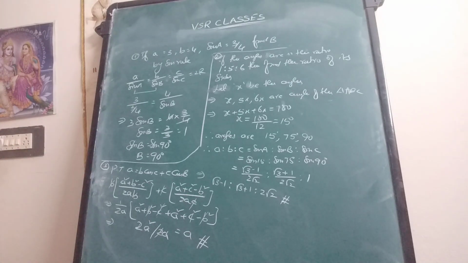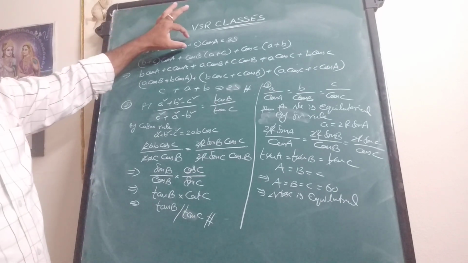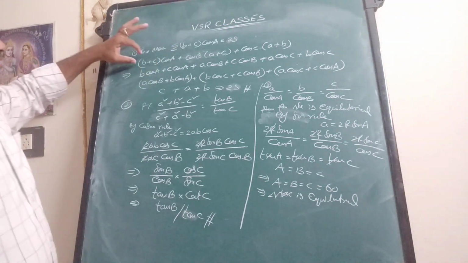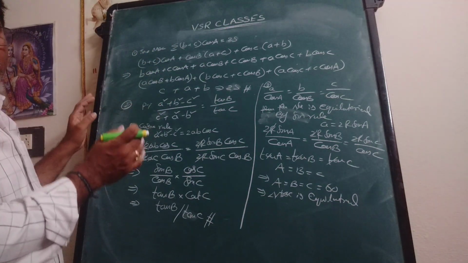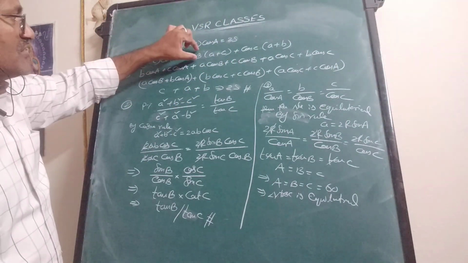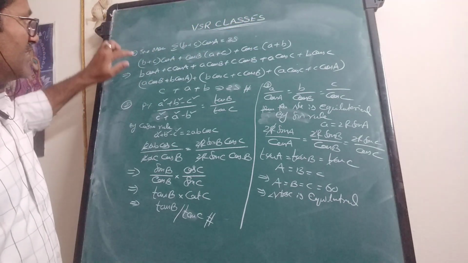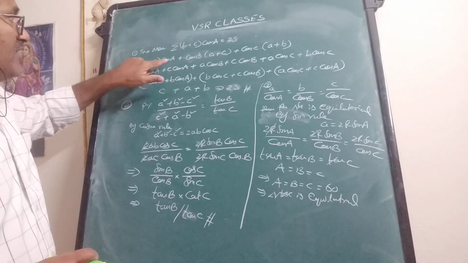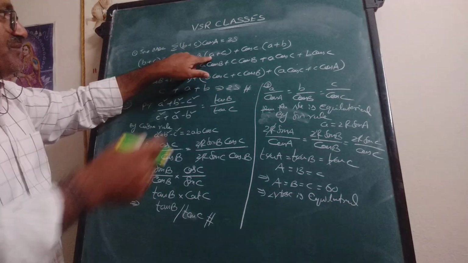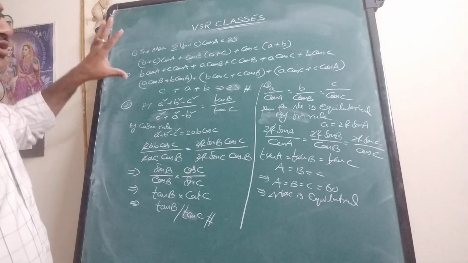Now children, in a triangle ABC, sigma (b plus c) cos A, we have to prove that it is 2s. Now I will remove sigma and write it in cyclic order: (b plus c) cos A plus cos B into (a plus c) plus cos C into (a plus b). I wrote it in cyclic order. Where b and c are involved, you get cos A. Whenever cos B is involved, you get a and c. Whenever cos C is involved, you get a and b. Like this you have to write in cyclic order.